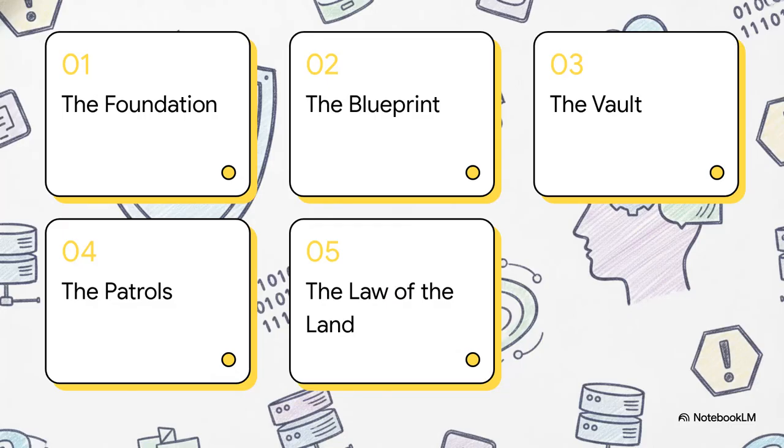Here is our roadmap for the journey. We'll be moving through 5 distinct parts: the foundation, the blueprint, the vaults, the patrols, and finally, the law of the land. Let's just jump right in.